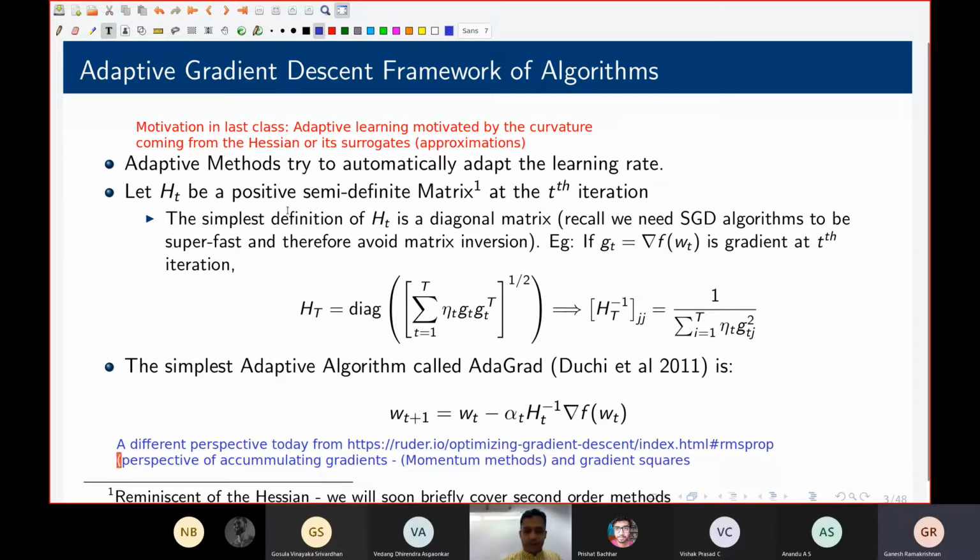Now, gradient squares, in some sense, are also related to the Hessian, the curvature, and therefore the learning rate, or rather, the adaptive learning rate.